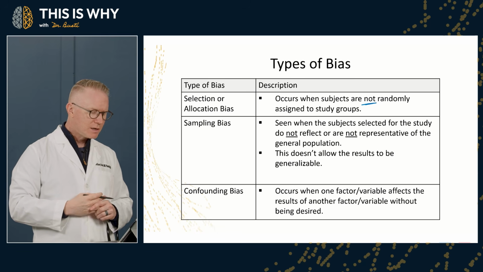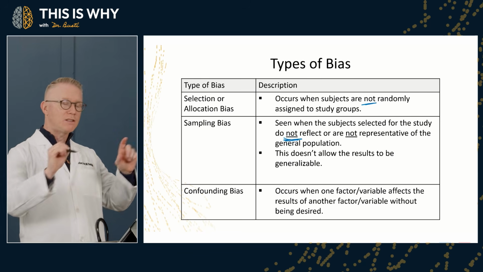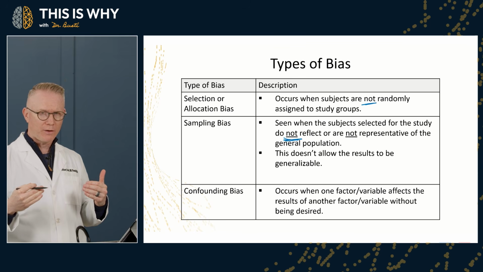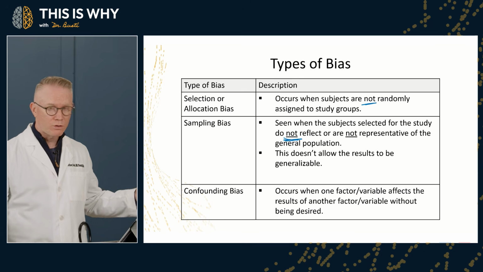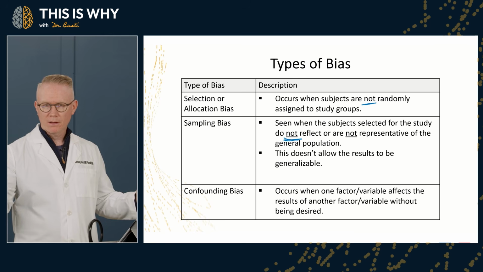Sampling bias. When you basically have patients that do not reflect or represent the general population that you're caring for, you miss the group, right? Pediatric versus adult, maybe.